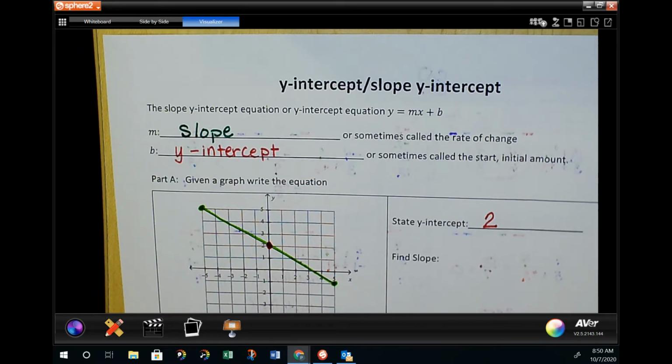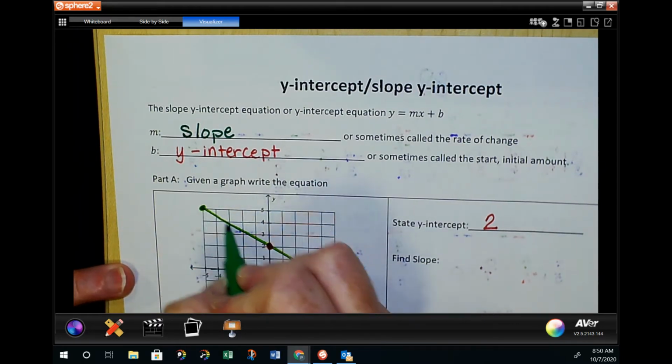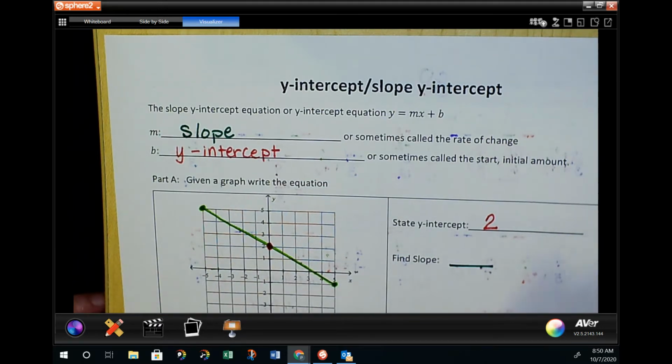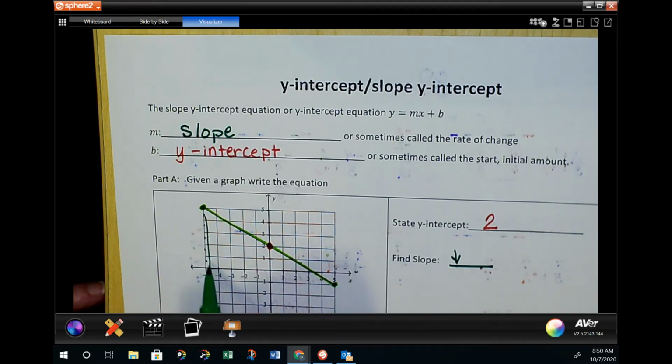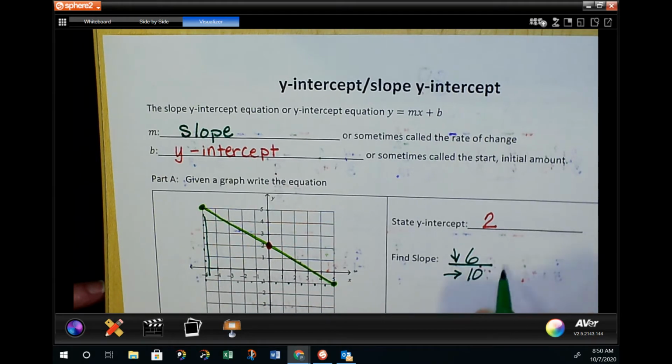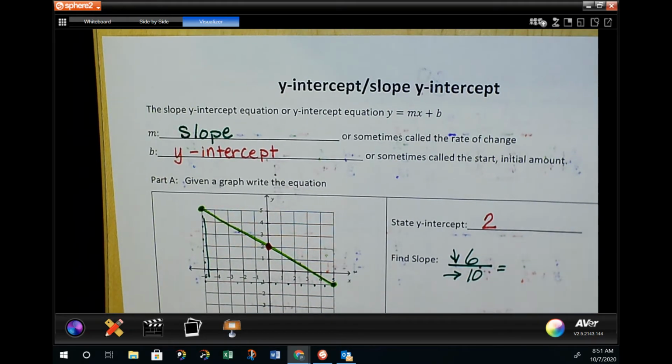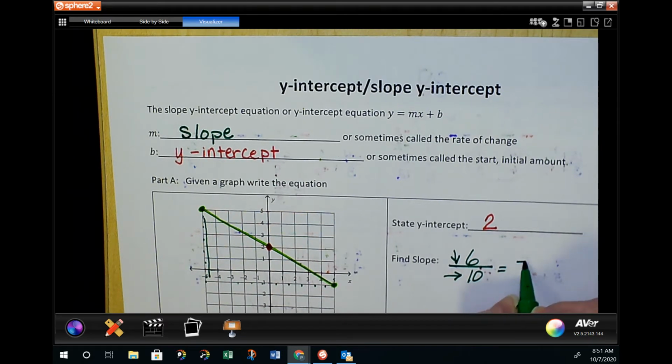Then this line, as x increases, y decreases. So we know it's going to be a negative slope. I know I'm going down because this line is going down. Then I figure out how much I go down, going from here to here. So I count 1, 2, 3, 4, 5, 6. So I'm going down 6, and I'm moving to the right 1, 2, 3, 4, 5, 6, 7, 8, 9, 10. Whether I simplify this or not doesn't matter in this case, but this would be negative 6 over 10, which is negative 3 over 5. That would be your slope.